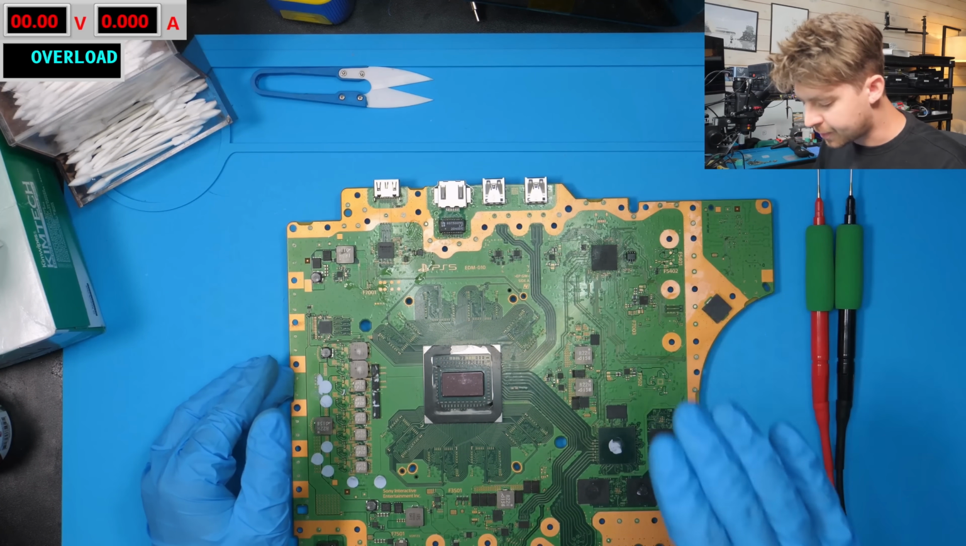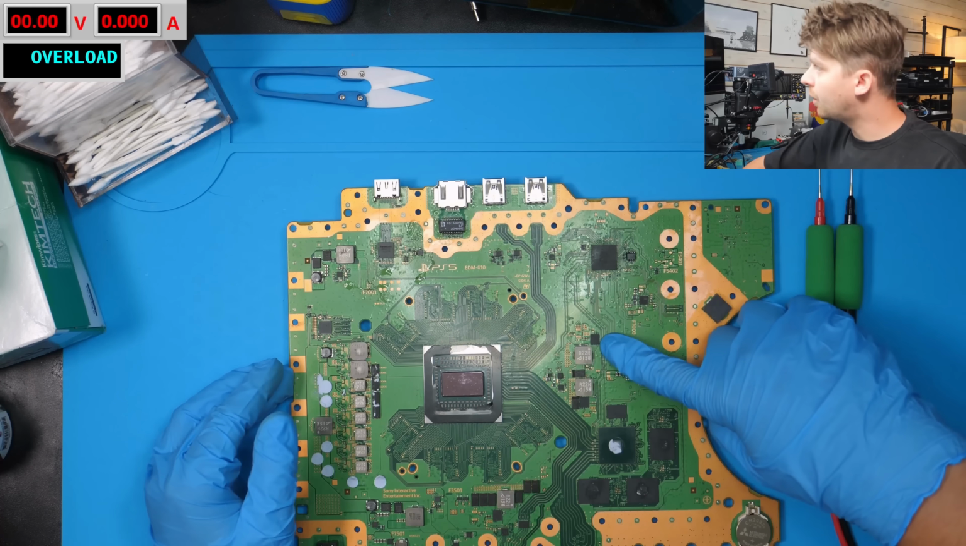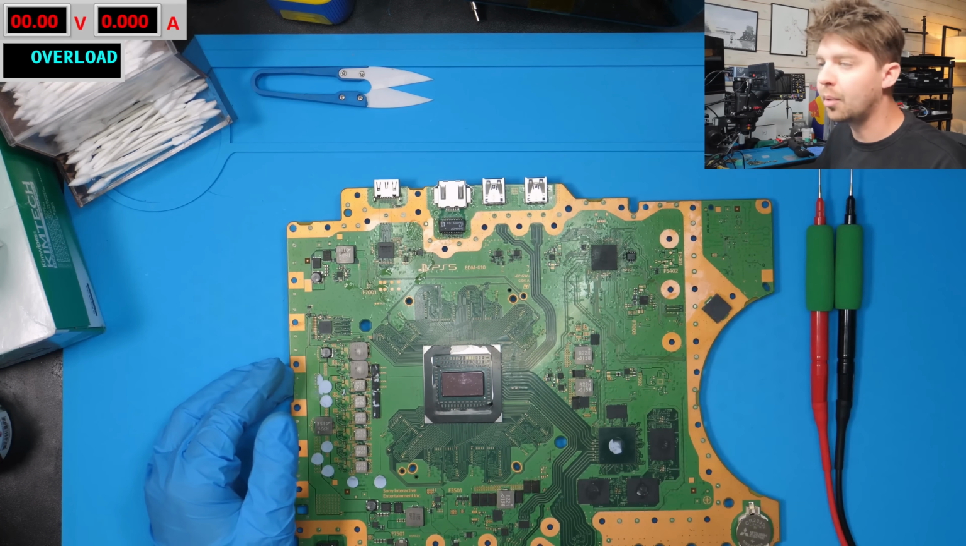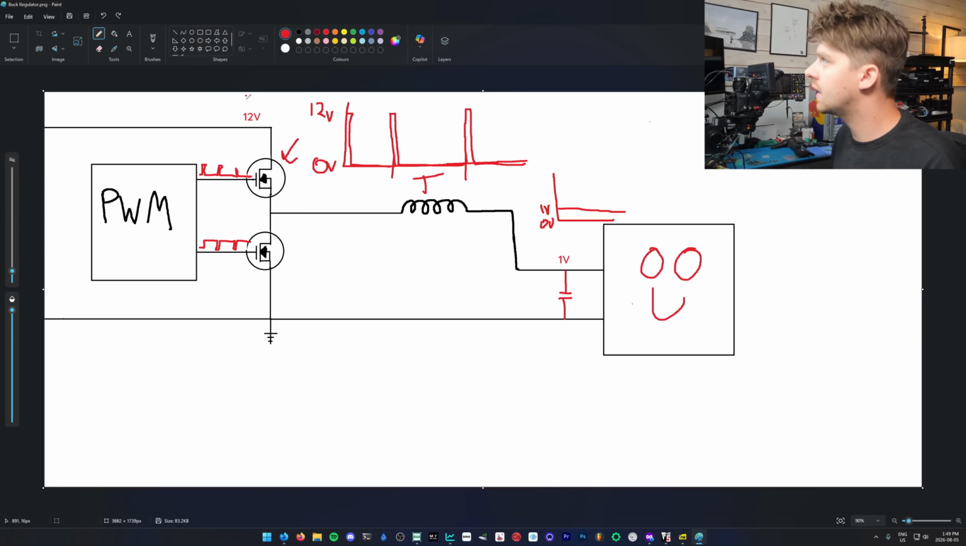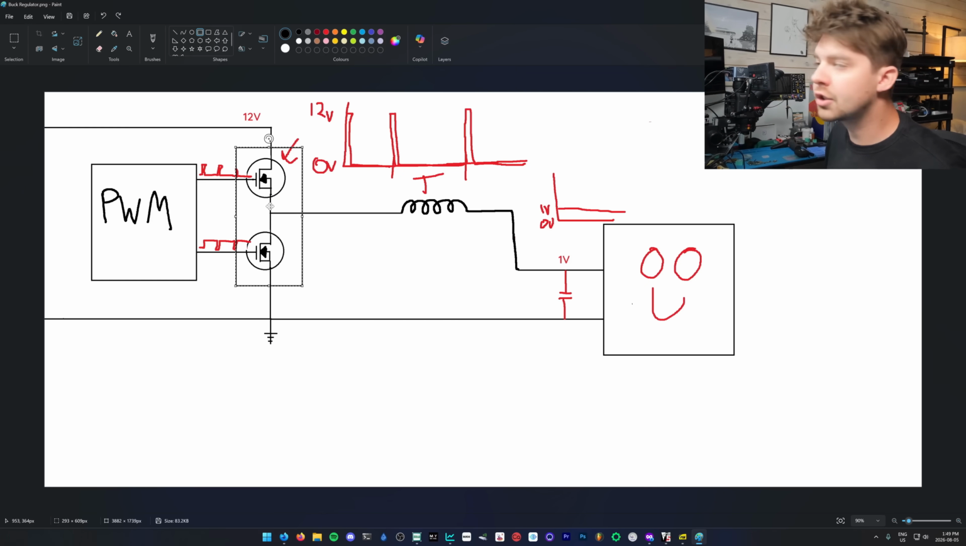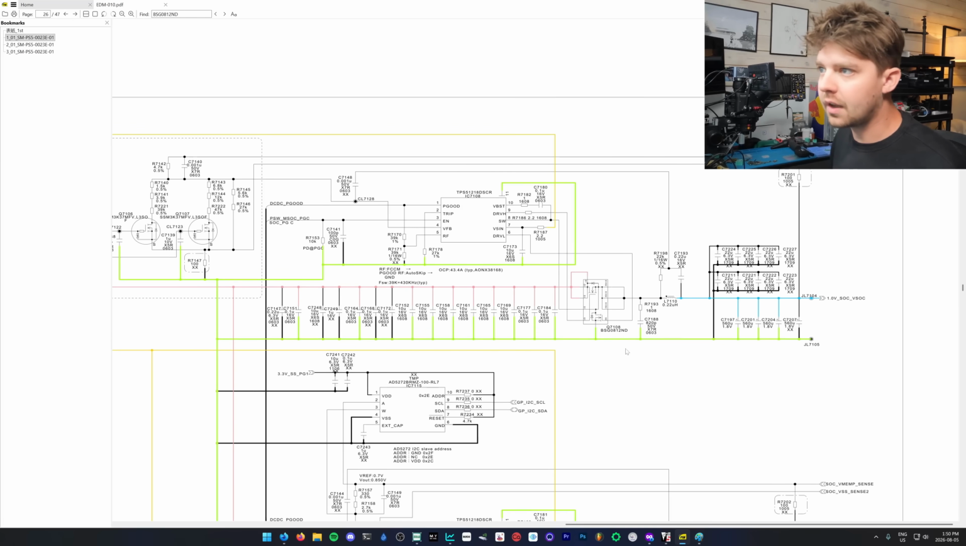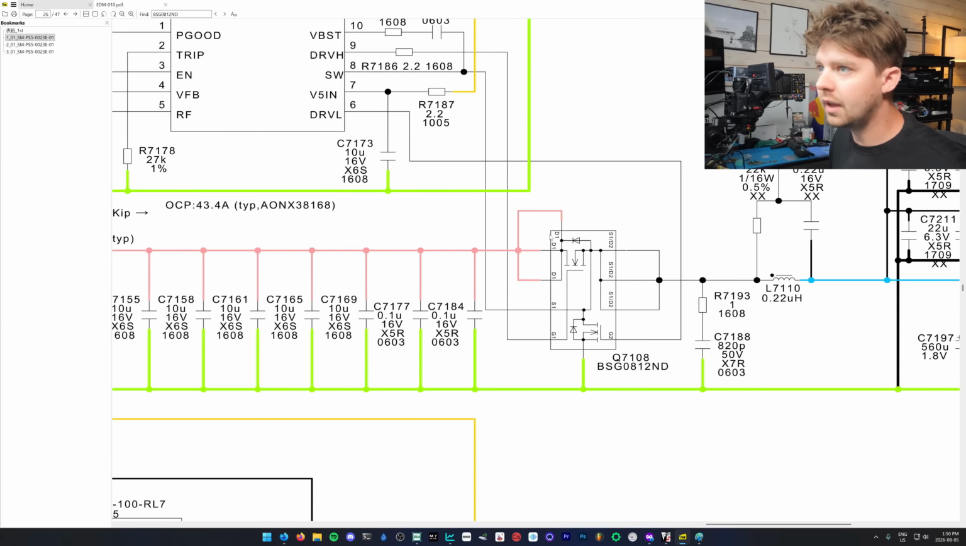A lot of the times, especially on the PS5 here, you're going to see these dual MOSFET chips, which actually combine both the high side and the low side MOSFET into one chip. So instead of having two separate chips for the high side and the low side MOSFET, you're going to have one big chip that contains both. We can see an example of that on the PS5 schematics here, where we have a dual MOSFET here.